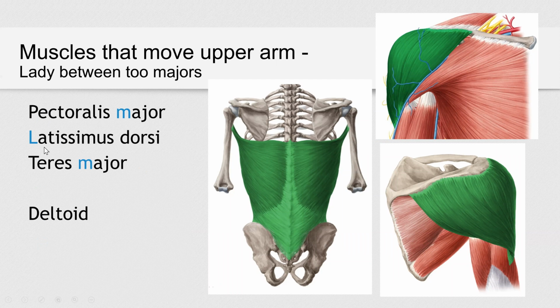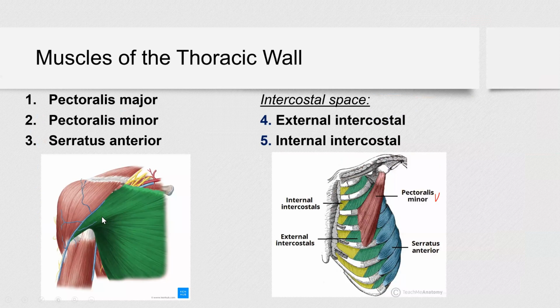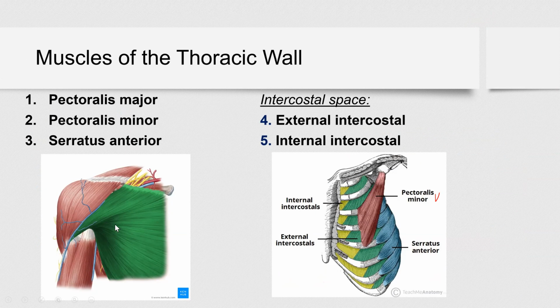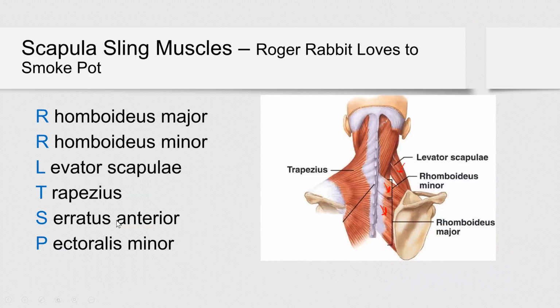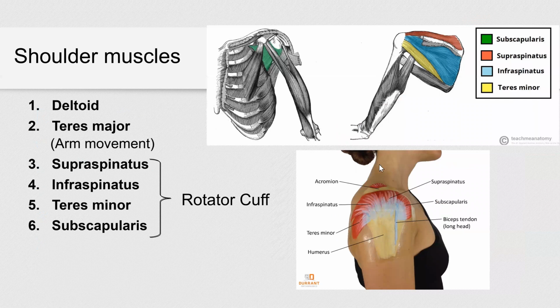So we have our lady, latissimus dorsi. So here's a big muscle over here on the posterior side, latissimus dorsi. And then we have our pectoralis major and, let's go back over here. So this is our pectoralis major, right? Oh, it's not pectoralis minor, teres major. So pectoralis major over here and teres major. Okay, where's our teres major? It's actually the muscle right here. So that's our teres major muscle.